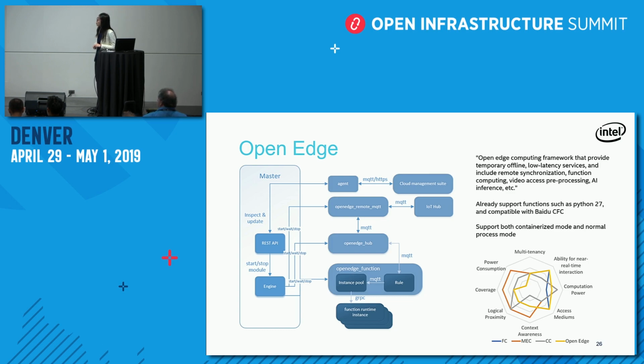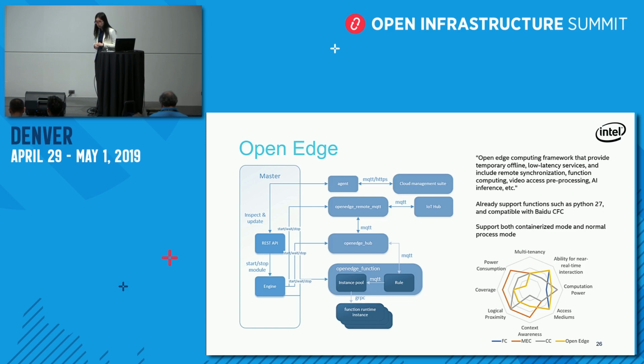And I think the merit of this project is that it has a function runtime already supported inside. It has a module supported for Python 2.7, and you can use these modules to write your own microservice for computation, and also have your function runtime instance there. And for the services, it supports both the containerization mode and the normal process mode. You can deploy it through Docker, and you can also have it as just normal processes.